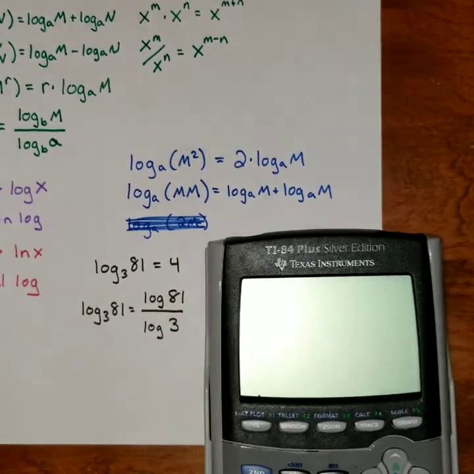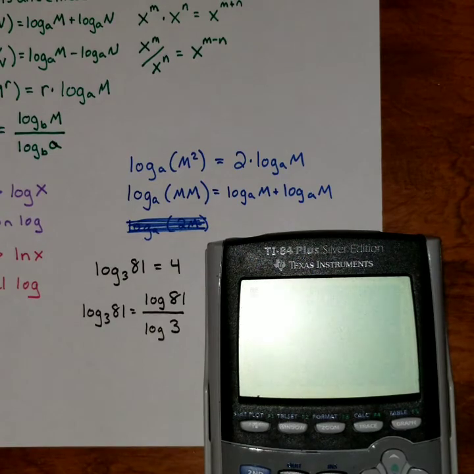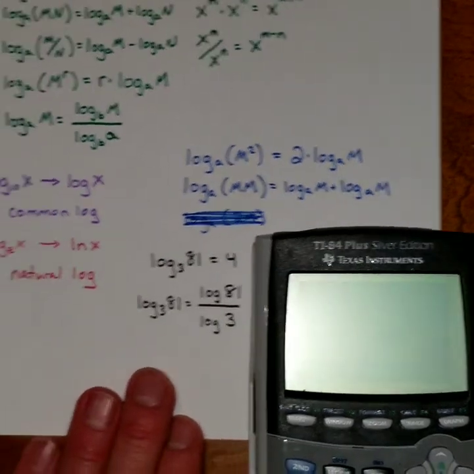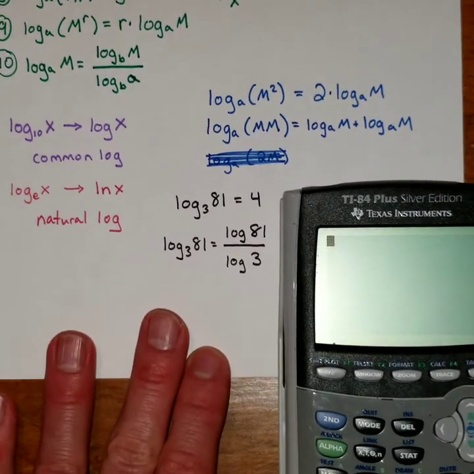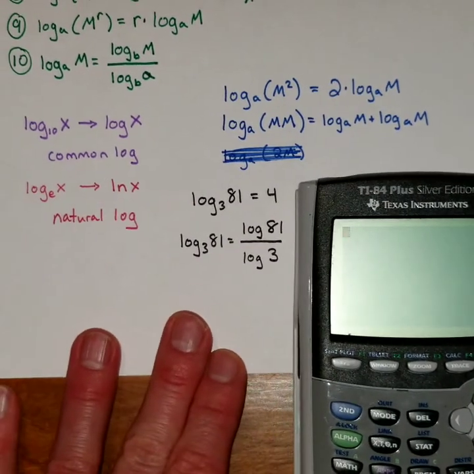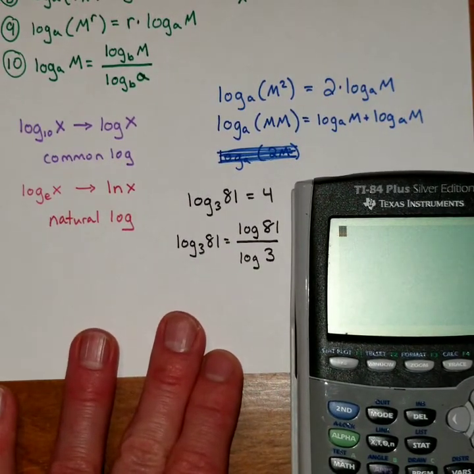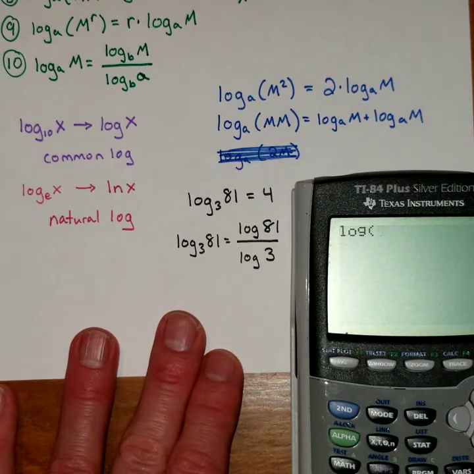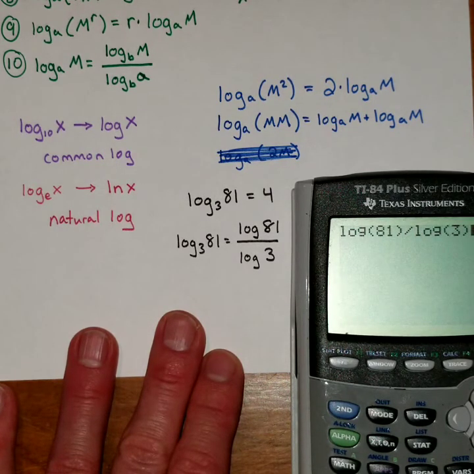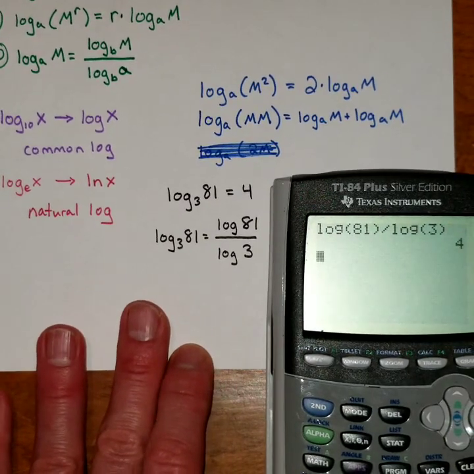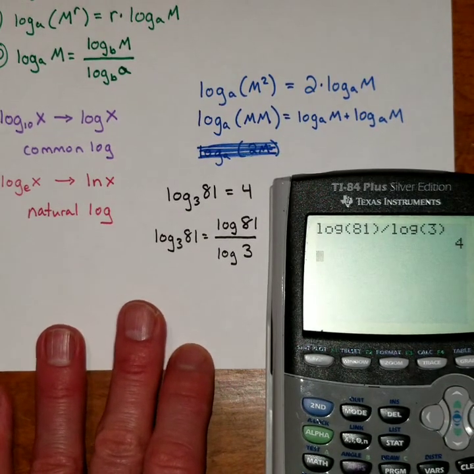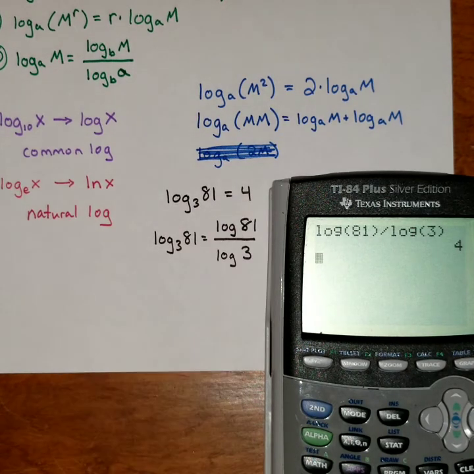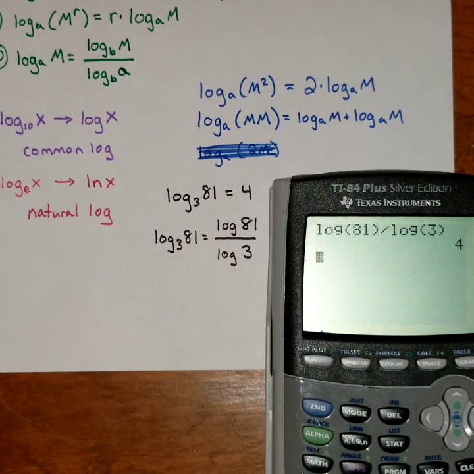Now if I go to my calculator and type that in, oh, you can almost not see that for the glare. If I were to type in common log of 81, close the parenthesis, or you're going to get this wrong, then divide by the common log of 3, the answer will be 4, as it should be, because we know 4 is the power on 3 that gives you 81.